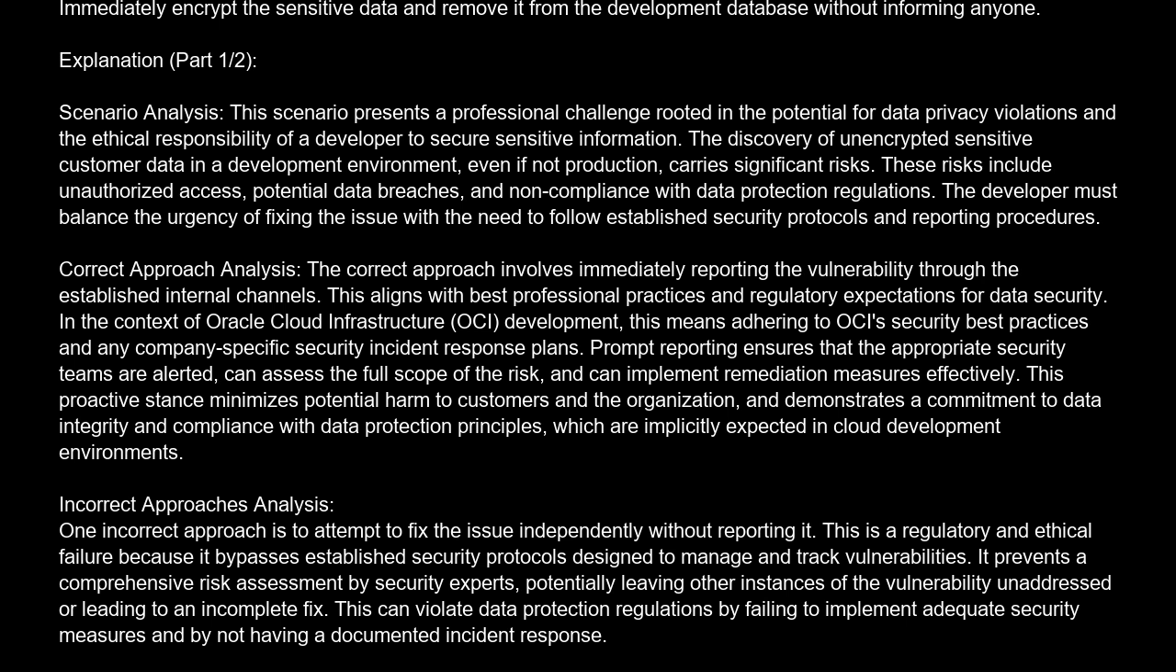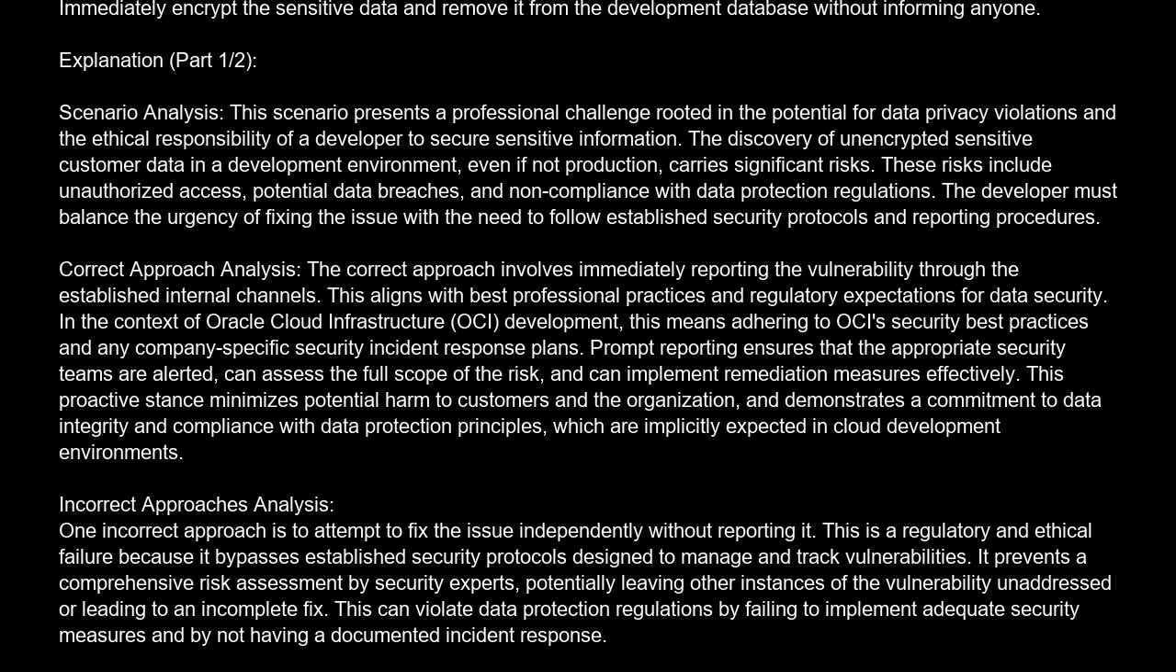This aligns with best professional practices and regulatory expectations for data security. In the context of Oracle Cloud Infrastructure, OCI, development, this means adhering to OCI's security best practices and any company-specific security incident response plans. Prompt reporting ensures that the appropriate security teams are alerted, can assess the full scope of the risk, and can implement remediation measures effectively.